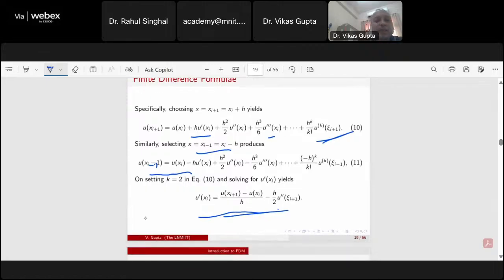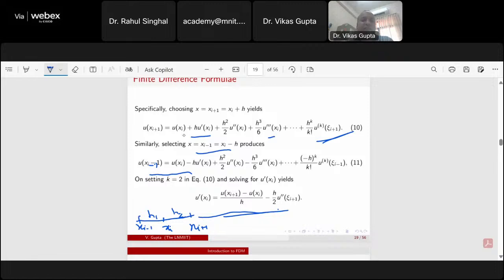let me be precise, suppose this is the point xi minus 1, this is xi, and this is xi plus 1. In between xi minus 1 and xi, the mesh width is h1, and in between xi and xi plus 1, the mesh width is h2. So u(xi plus 1) in equation number 10 will be equal to u(xi) plus h1 u prime xi plus h1 square... sorry, from xi to xi plus 1, the mesh width is h2.